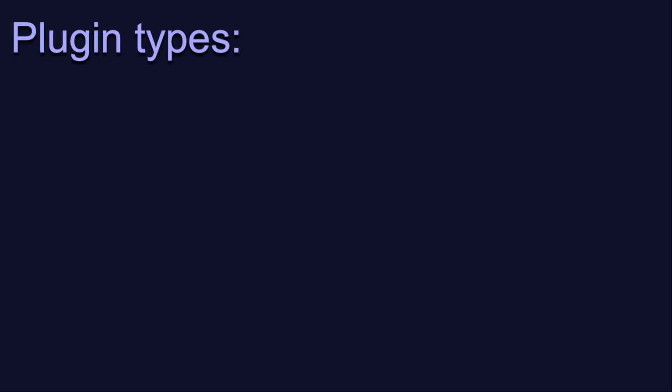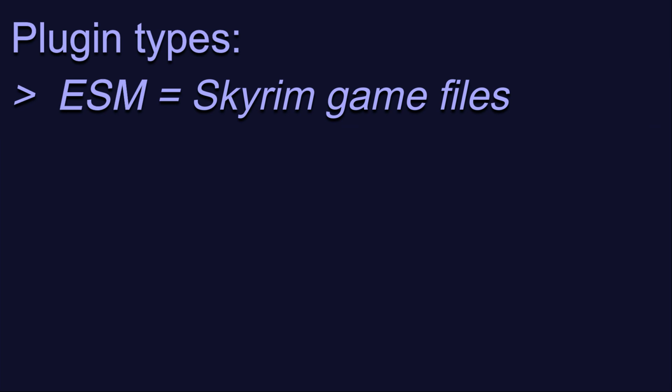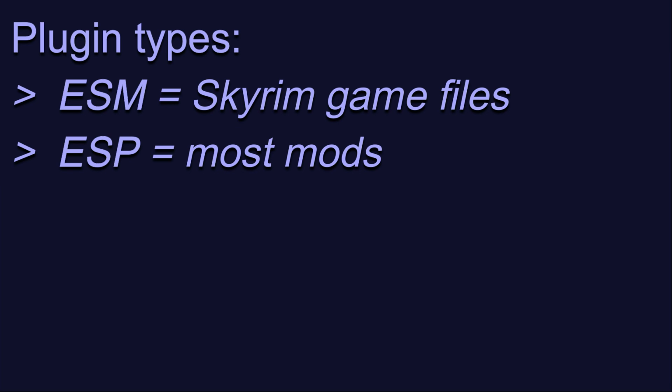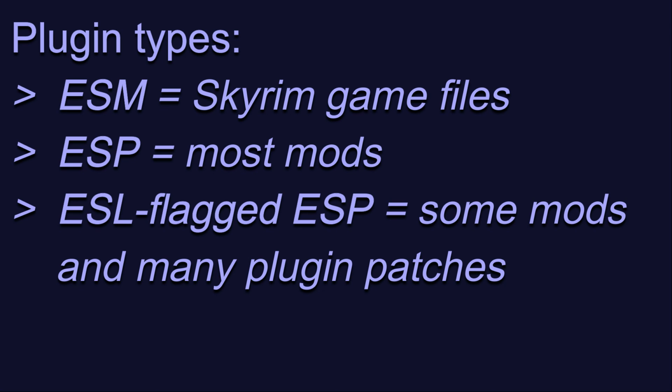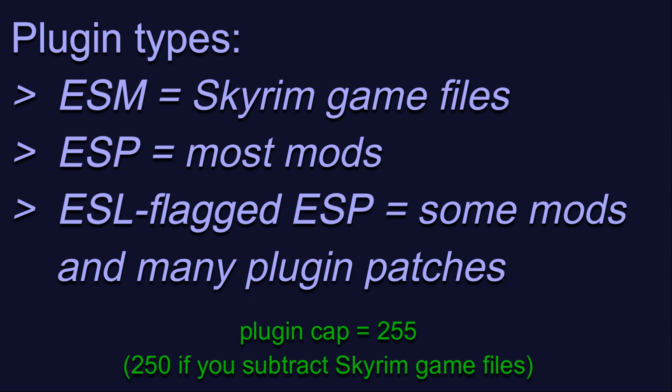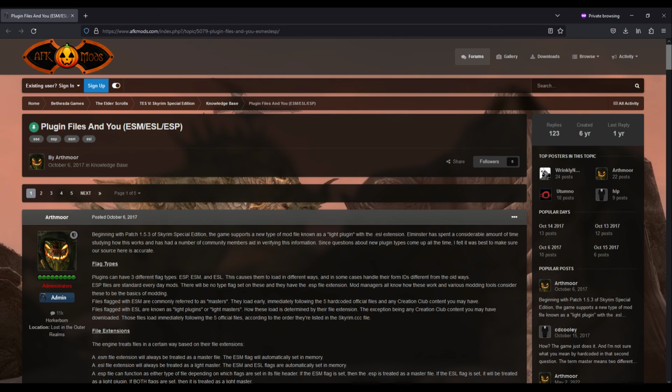Plugins come in different types, most often ESMs like the base game, and ESPs like most mods. You've probably also heard about ESL flagged ESPs, since adding this flag allows you to increase your plugin count beyond the hard cap of 255, or, to be exact, beyond the 250 mod plugins that you can have on top of the official game content. If you want to know more about this and the different plugin types, I recommend this article on AFK mods, and I will include the link in the description.